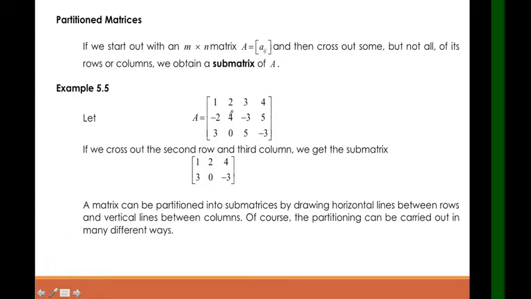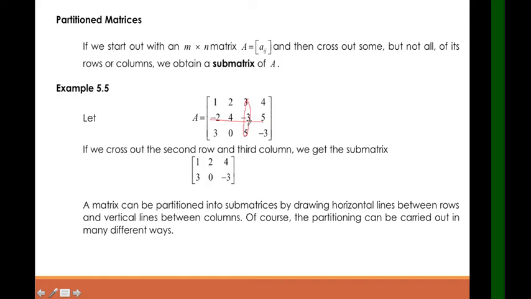If we cross out the second row and the third column, we will get 1, 2, 4, 3, 0, negative 3. A matrix can be partitioned into submatrices, so that is a sample of a submatrix, by drawing horizontal lines between rows and vertical lines between columns. It is very important to know this portion because we will use it in solving some determinants soon.